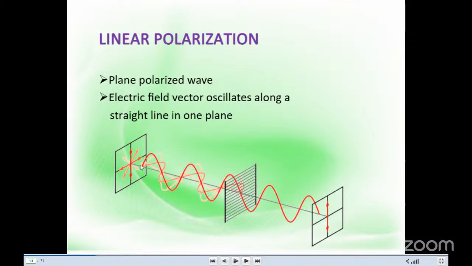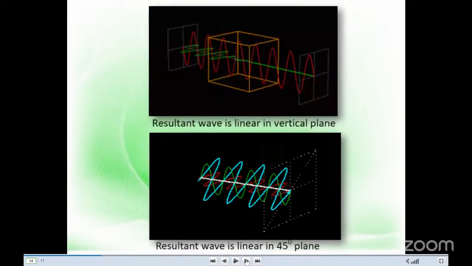You can see this is unpolarized light which is passing through a polarizer. Here the vertical components are to be reached. So the resultant wave is vertical, and the resultant wave is linear at 45 degrees.